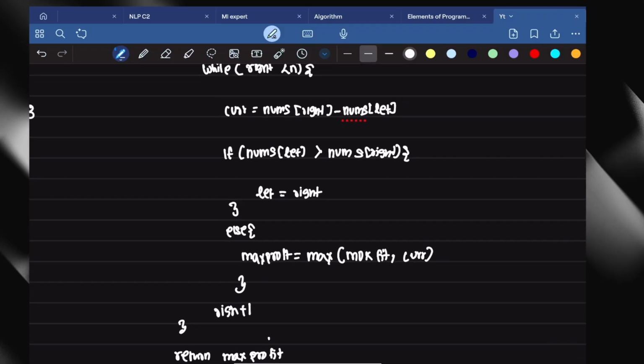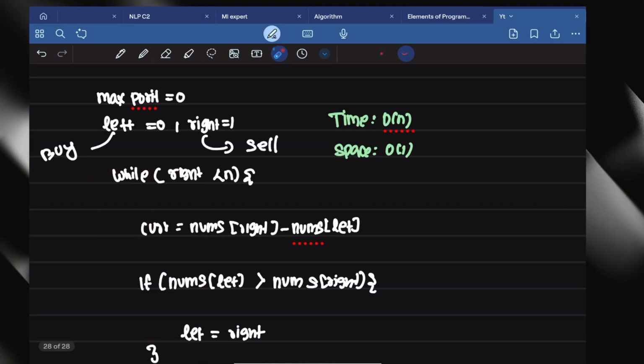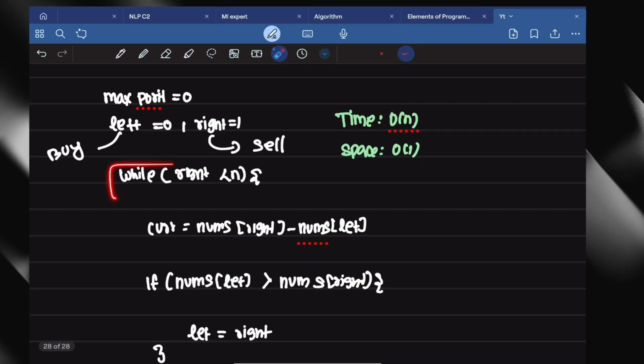And let's talk about the time and space complexity of this problem. It is always going to be O of n because we are iterating over the elements only one single time. We are not having any kind of nested loop or any sorting. So we're just seeing each element only one single time. So the time complexity is O of n, or we can say linear time.